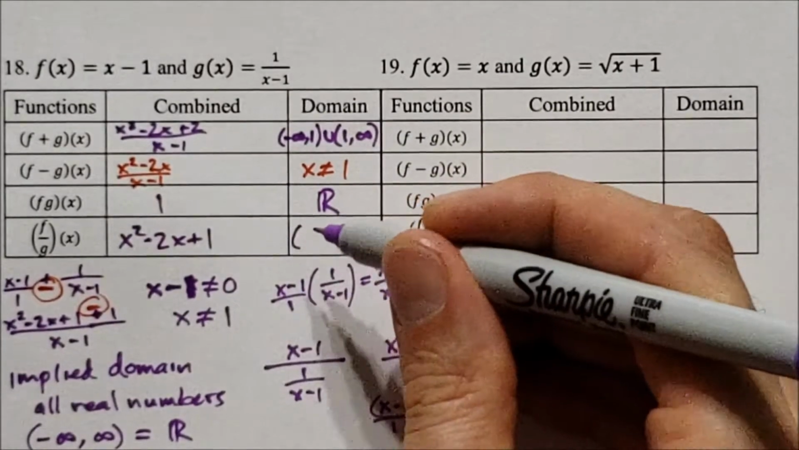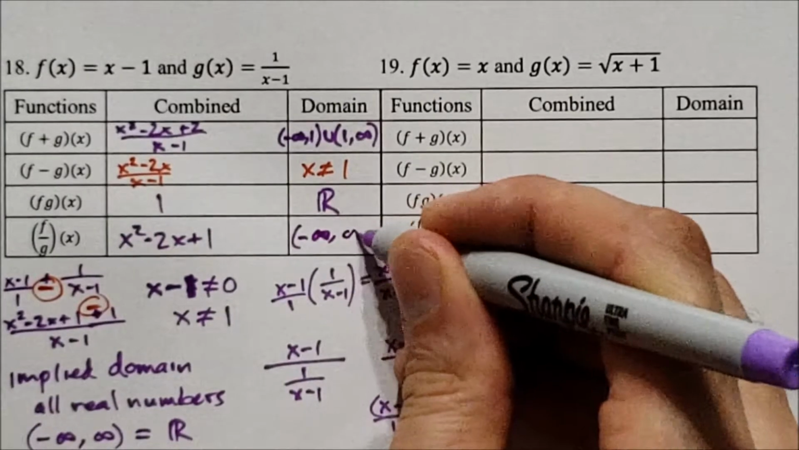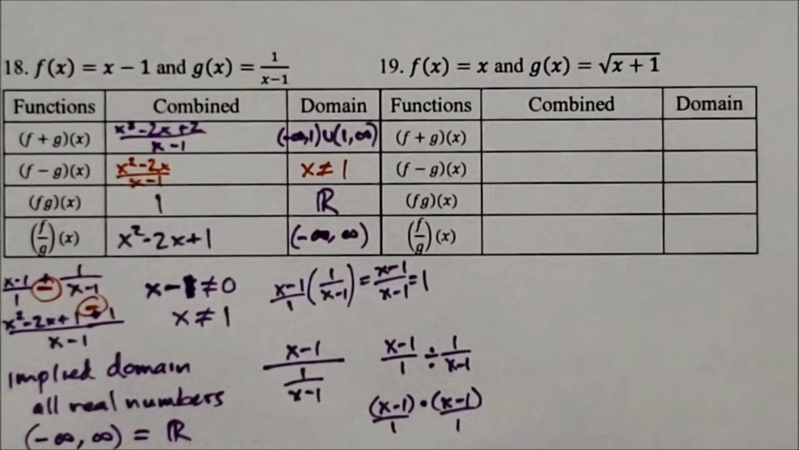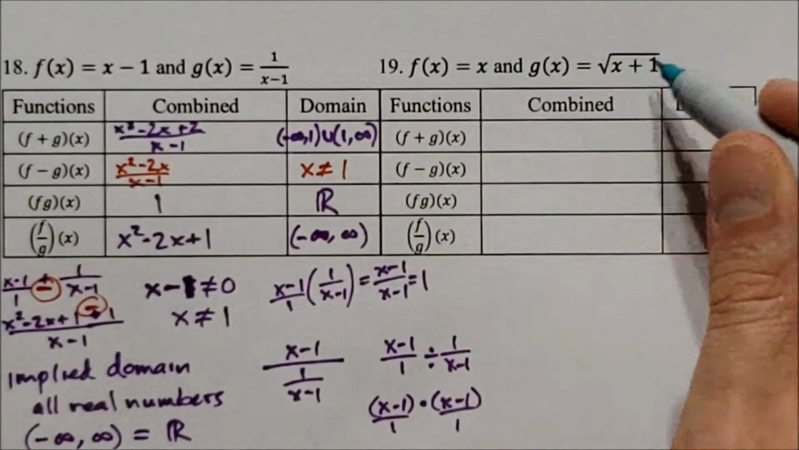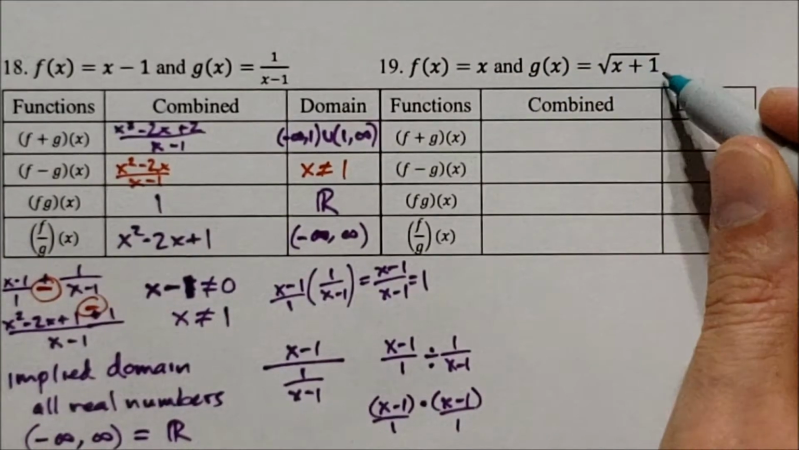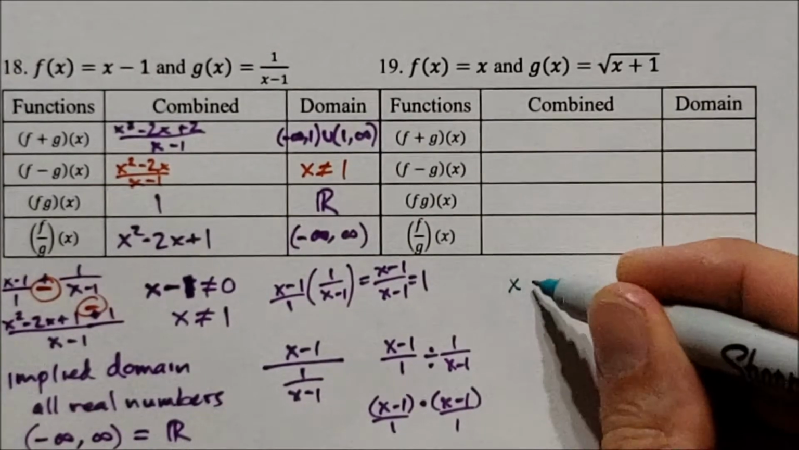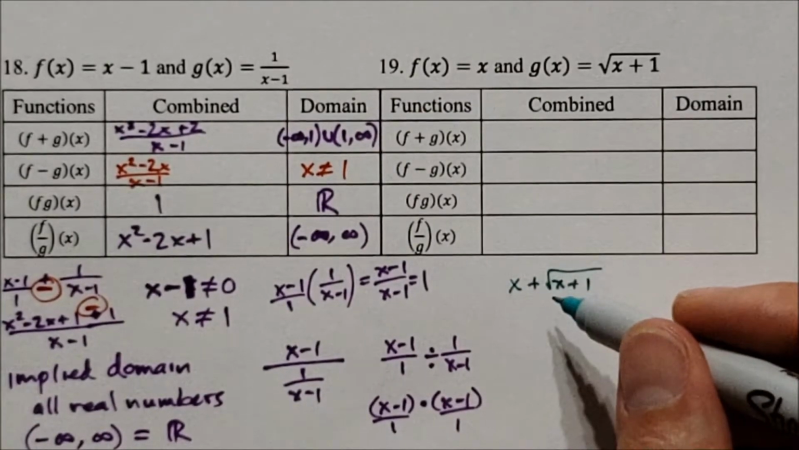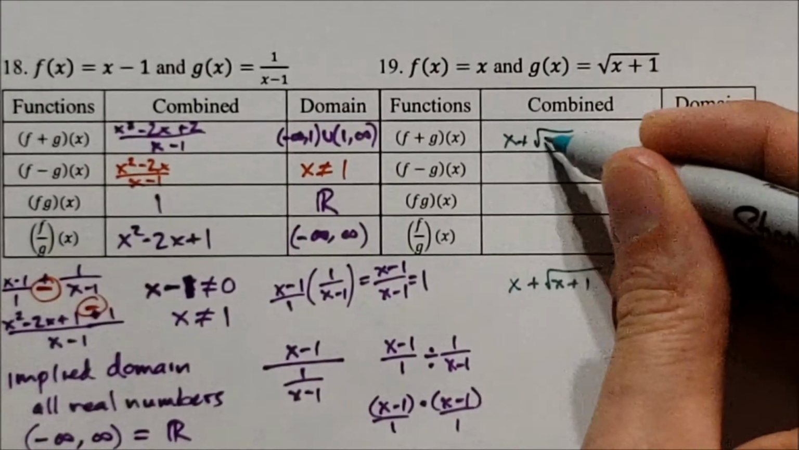We can write that in interval notation as such. Moving over to number 19, two new functions, f plus g. Here we have x and the square root of x plus 1 of that binomial. So the first one, we're taking x plus the square root of x plus 1.